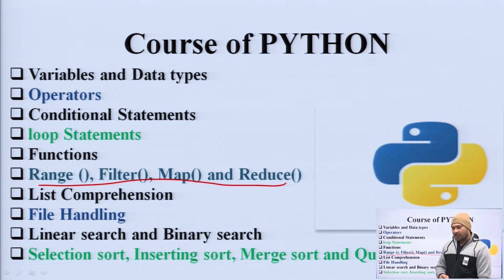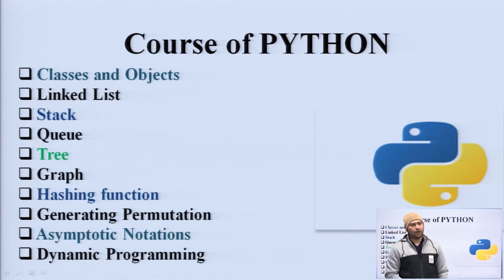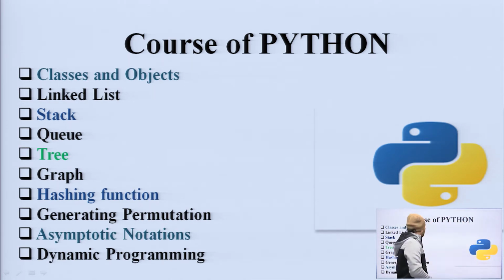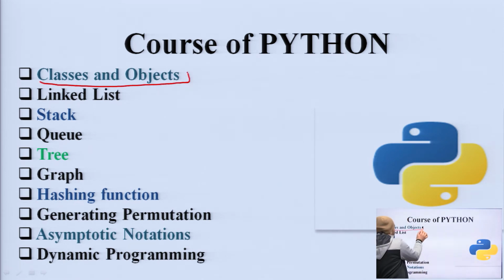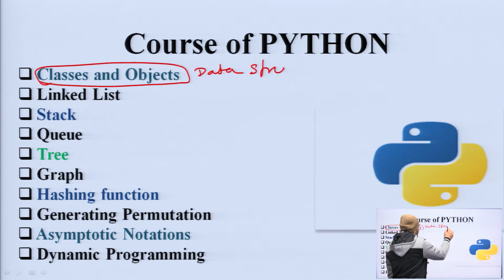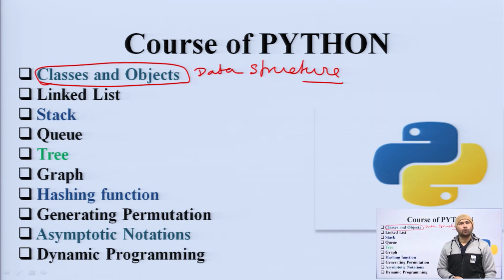The next one is list comprehension, file handling, followed by some programs like linear search and binary search, selection sort, insertion sort, merge and quick sort. Followed by the important one, you can say the core of Python programming, that is classes and objects, because it is related to data structures. So this topic is like a core to the Python language, the classes and objects, followed by some data structures like linked list, stack, queue, trees, graph and so on.